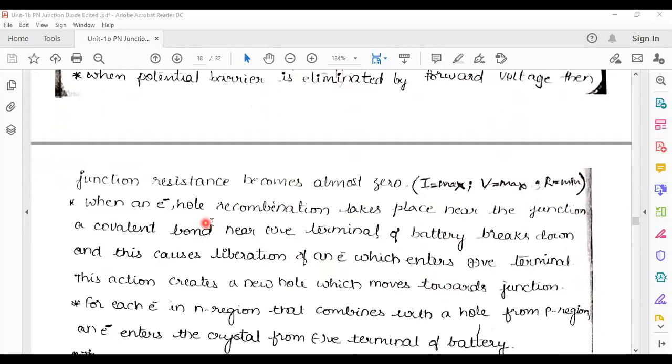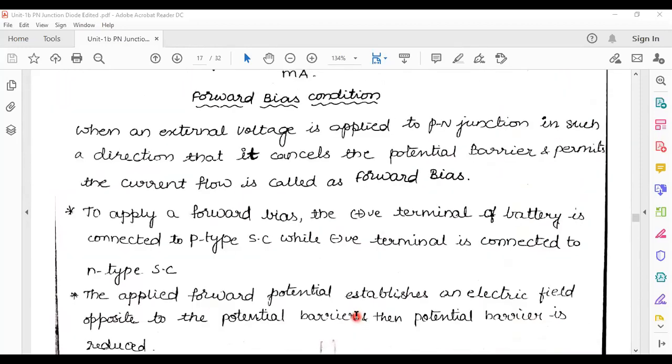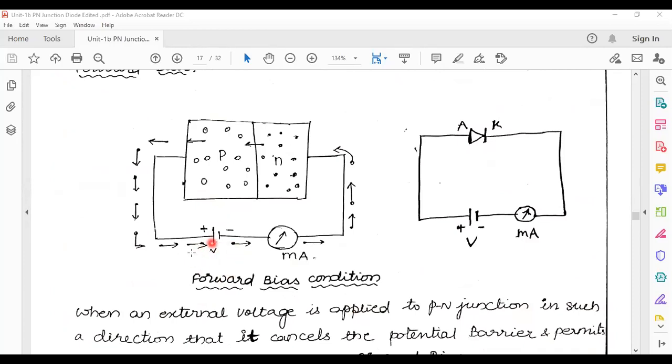When an electron-hole recombination takes place near the junction, a covalent bond near the positive terminal of the battery breaks down. This is the assumption: across this terminal, some covalent bond is going to be breaking down.